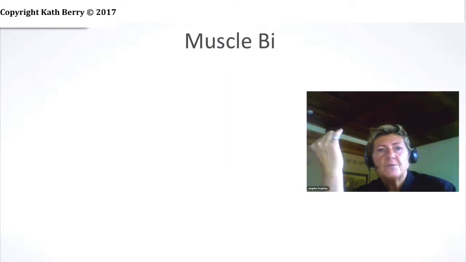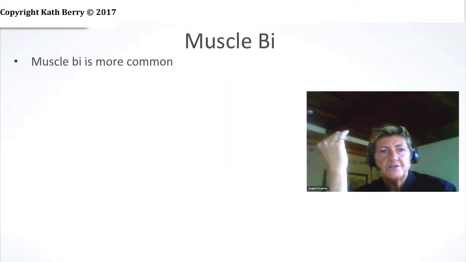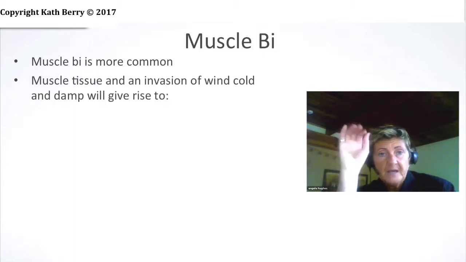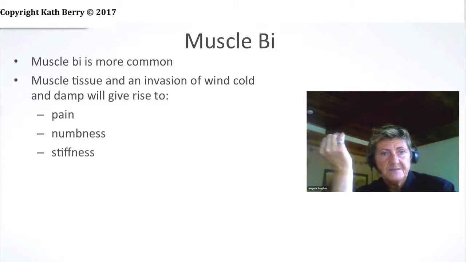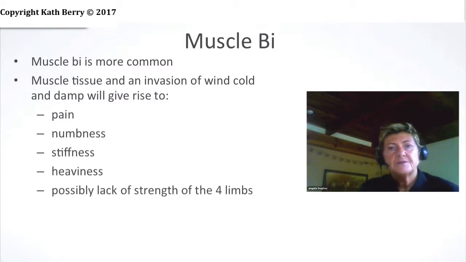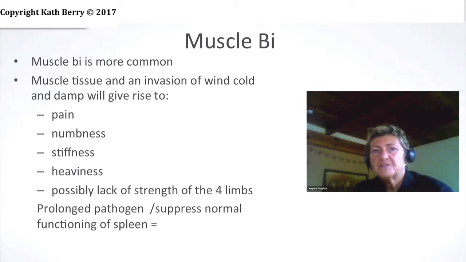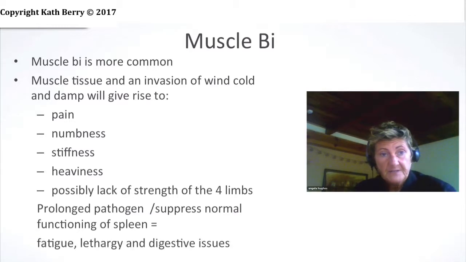Muscle Bi is a lot more common. It deals with the lodging of a pathogenic factor at the level of the muscle tissue. An invasion of wind, cold, and damp will give rise to pain, numbness, stiffness, and heaviness, and possibly a lack of strength in the forelimbs. Prolonged pathogens lodging at the muscle tissue may then block or suppress the function of the spleen, causing fatigue, lethargy, and digestive issues.